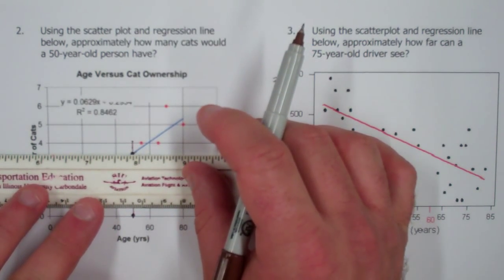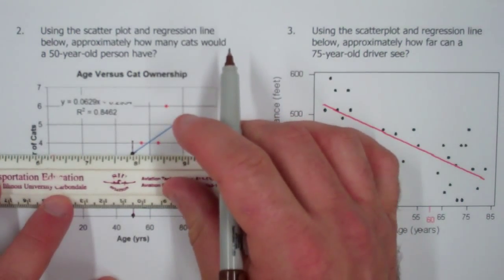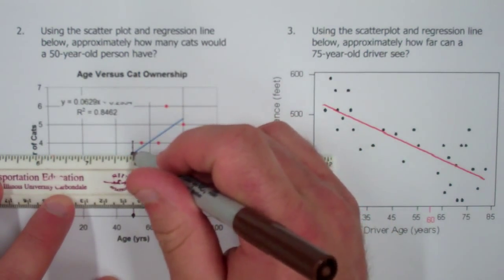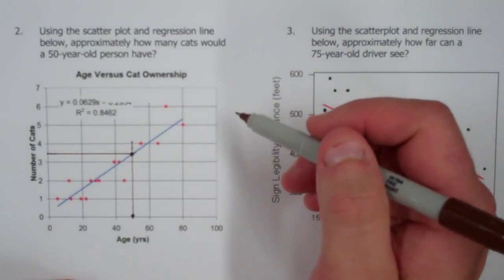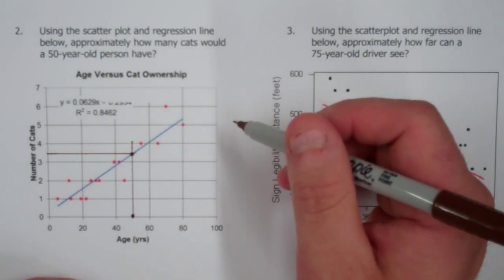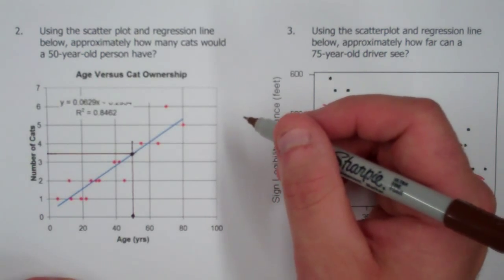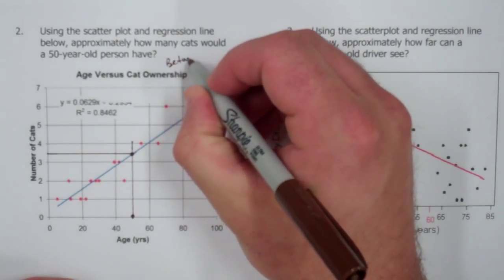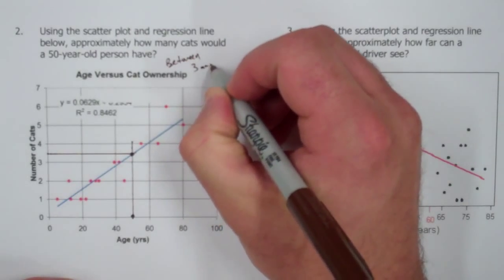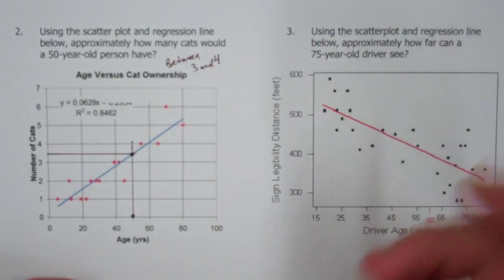And so we have the x value, that's 50. To find the y value, which is actually what we're looking for here, we're just going to draw a straight line over. So this would be 3.5. Well, I don't know if you can have 3.5 cats. So what I'm going to say, the answer to this is between 3 and 4.